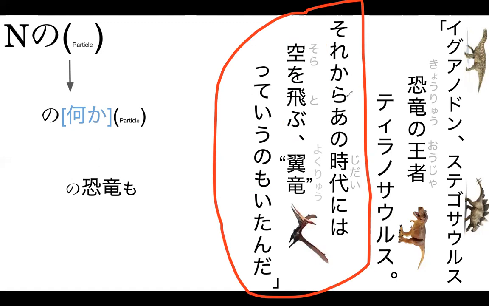Mm-hmm. Yeah. So sore kara. And ano jidai ni wa sora o tobu yokuryū te iu no mo itanda. What does that mean? Sore kara ano jidai. Okay, so in that era, a dinosaur, which was the... What was that dinosaur? Yokuryū. Yokuryū was flying in the sky. No, I mixed it up. Where's the previous word? Yokuryū, yeah. Yokuryū te iu no mo.